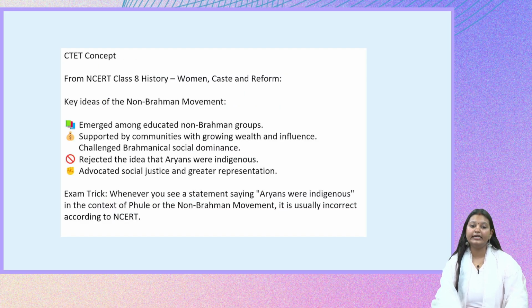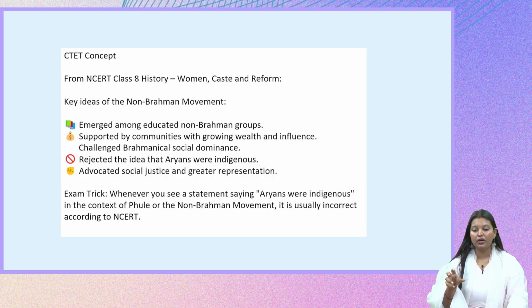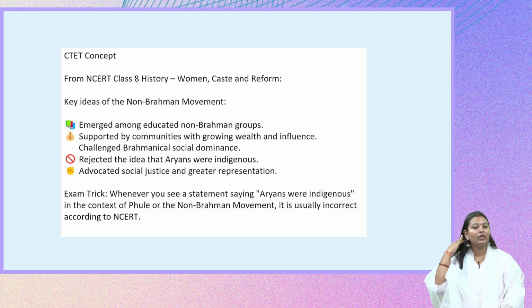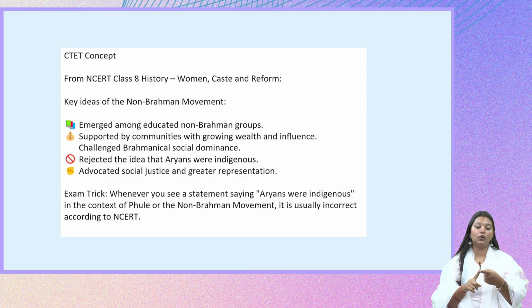So, the key ideas of the non-Brahmin movement are: it emerged among the educated non-Brahmin groups. It was supported by communities with growing wealth and influence, and challenged Brahminical social dominance. They rejected the idea that Aryans were indigenous, and they advocated social justice and greater representation in society. So you need to remember these important aspects, and this is from the Women, Caste and Reform chapter from our NCERT textbook. Another thing which you can try to remember is every time the statement comes about Aryans being indigenous.